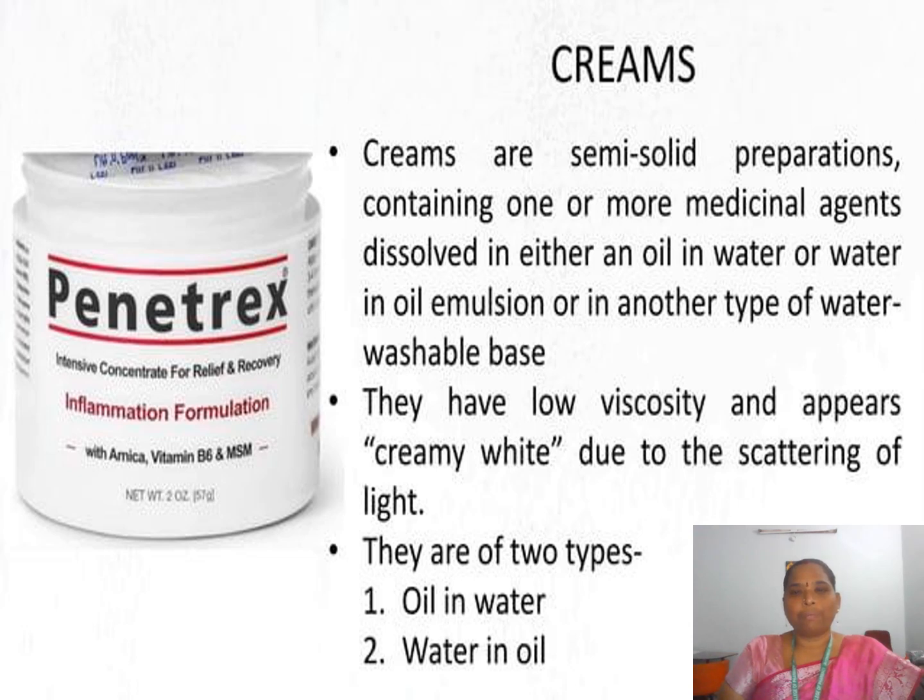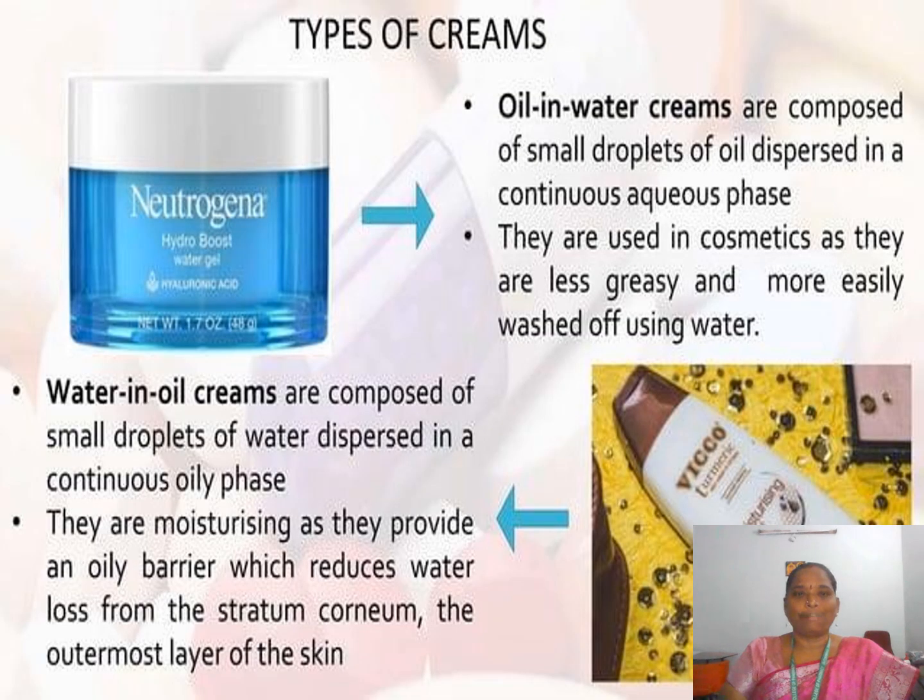Creams are semi-solid preparations containing one or more medicaments which are dissolved in oil or in water. So creams have two types of emulsions, oil in water and water in oil. And in addition, a washable base will be present. All these creams have low viscosity and appear mostly white due to the scattering of light. So there are two types of creams, oil in water and water in oil. An example for a cream is Penetrix, which is used for relief and recovery of inflammation.